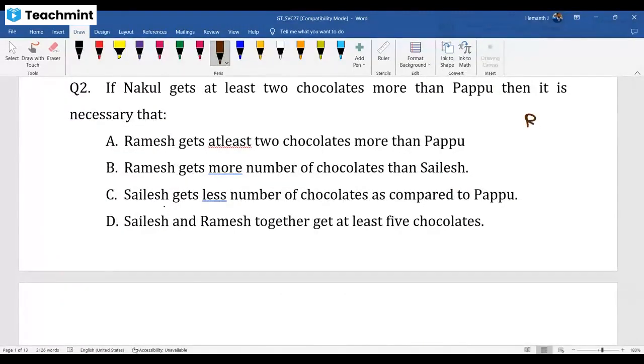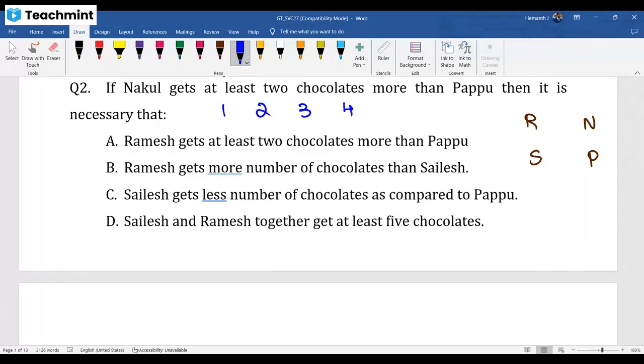One data you know is Ramesh is more than Sailesh, Nakul is more than Pappu, or Pappu is less than Nakul. Now here they say Nakul gets at least 2 chocolates more than Pappu. Then which is correct? My dear friends, here they have given a different style. We know we have 1, 2, 3, 4. They said Nakul gets at least 2 chocolates more than Pappu.